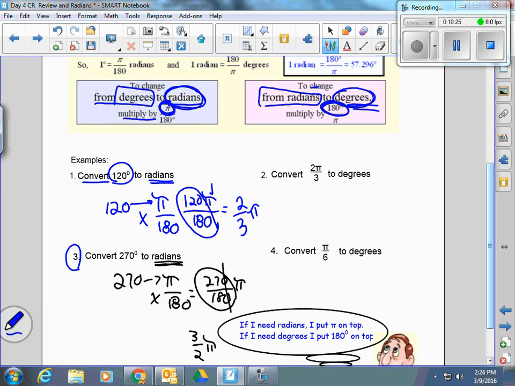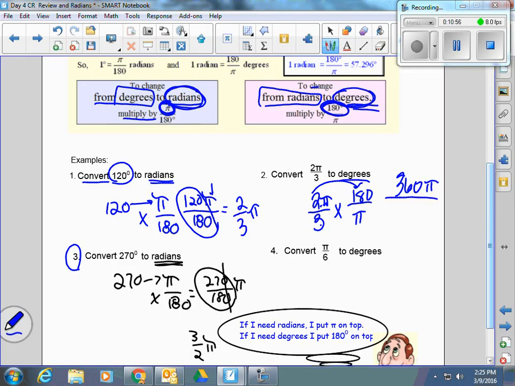Just give it a shot in the dark. Let's try it. Number 2. We're converting from radians to degrees. So what goes on top? 180, right? The degrees. So if I have 2 pi over 3, now I need to multiply that by 180 over pi. What's 2 times 180? 360. And I have this pi in there, don't I?